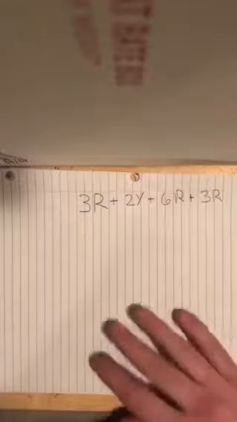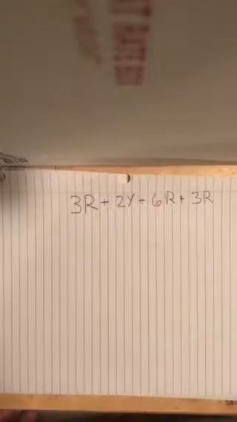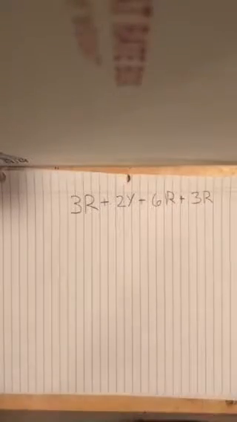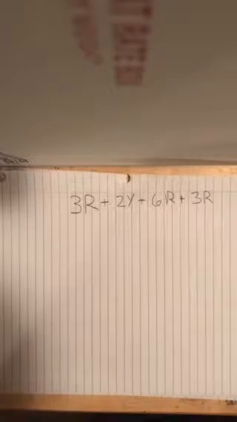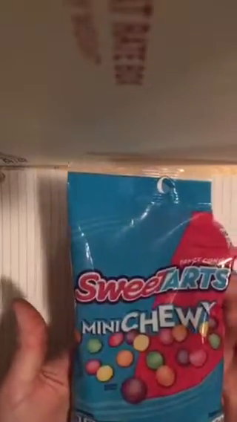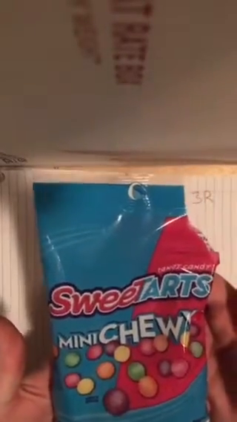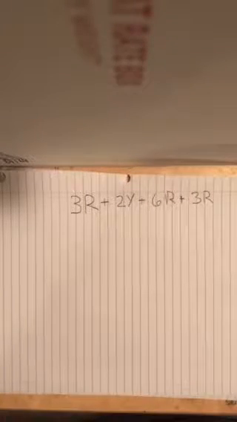So now let's do a little example using something that we all like, candy. So we can see here that we have a few terms, all with variables, and if you haven't noticed already, we have a few that are alike. So we're going to use these to show us exactly how they are alike. So as we can see here, we have 3r plus 2y plus 6r plus 3r.